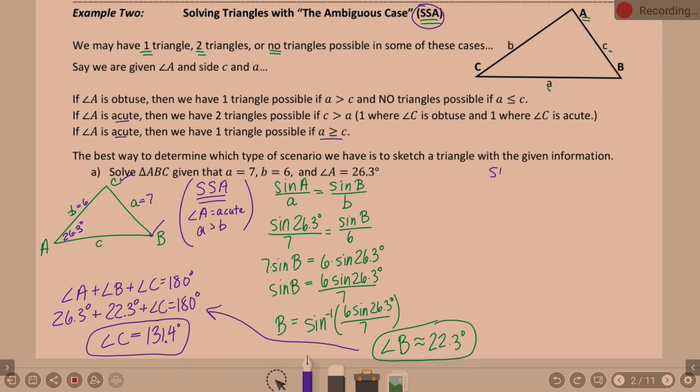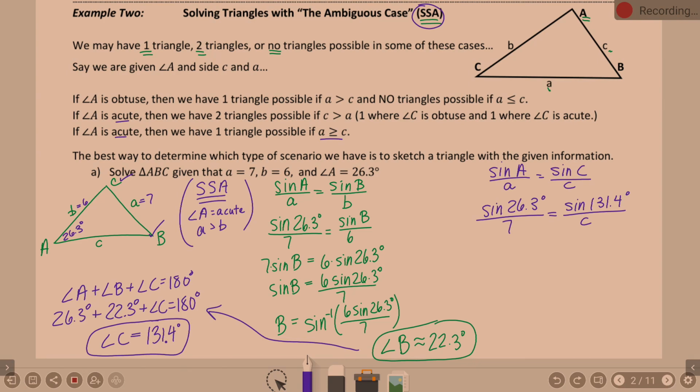So sine of A over A equals sine of C over C. So sine of 26.3 degrees over side A, which is 7, equals sine of 131.4 degrees over side C. Are we becoming pros at solving this? Yes. And I have to have this set up, folks, right?